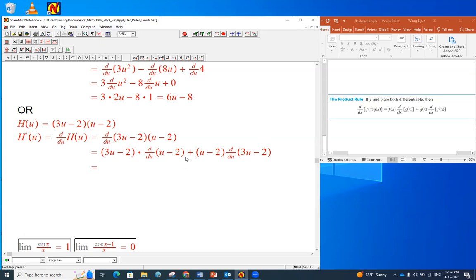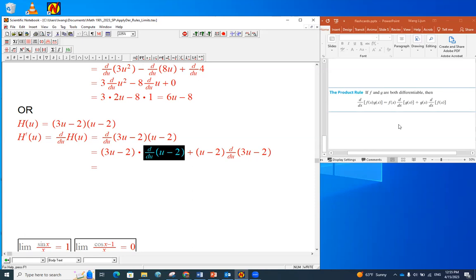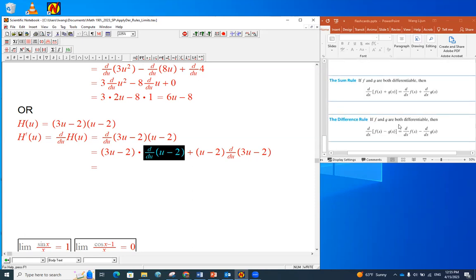We got the derivative of u minus 2. We can apply the sum rule, right? The derivative of u, and the derivative of 2, which is a constant, so that's going to be 0. So we got 3u minus 2. So we apply the subtraction, right? So that's going to multiply by 1. Plus, right?